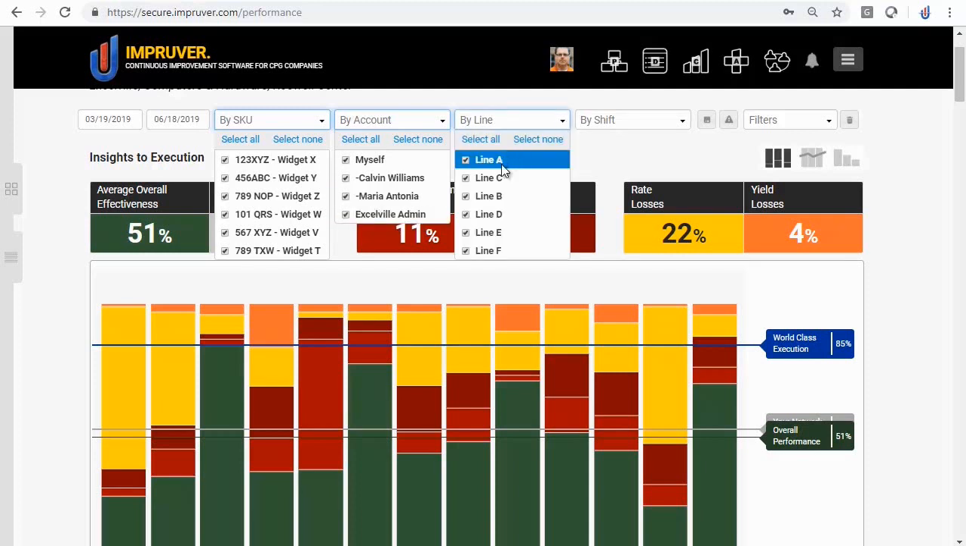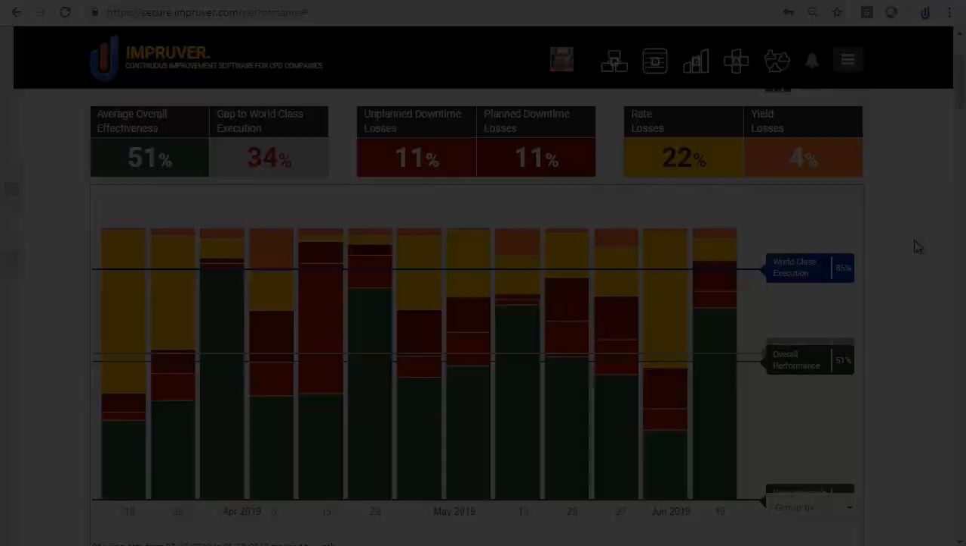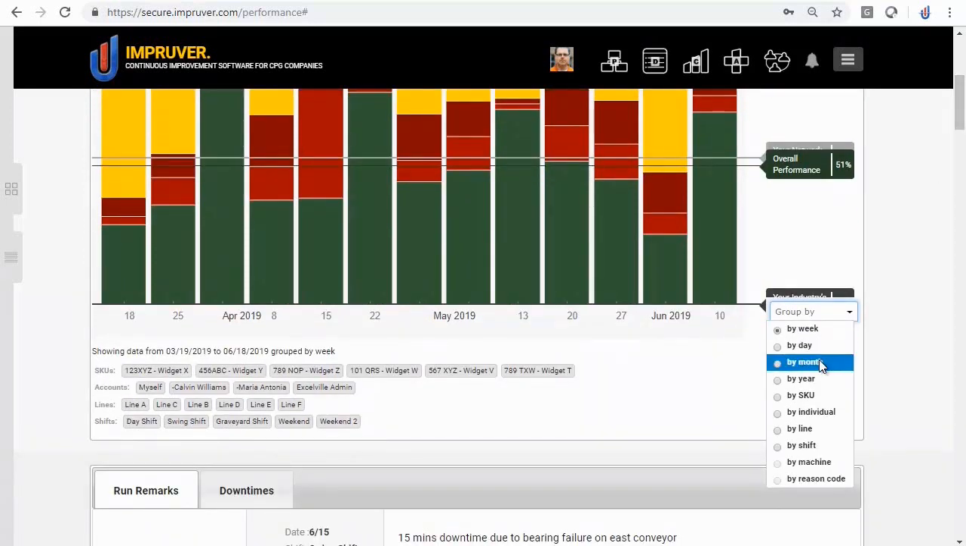The next filter is by line. You can see all of your production lines that you're using the system for. And then by shift. So each input, each data point collects all of these tags, and you can sort and filter by each of those. But let's take a look at grouping. Grouping just gives you a way to compare data. And you can group by week, by day, by month, by year. I'll show you a couple examples.